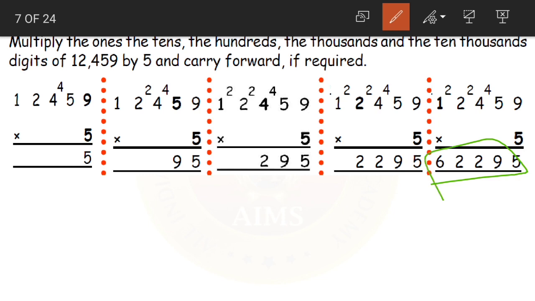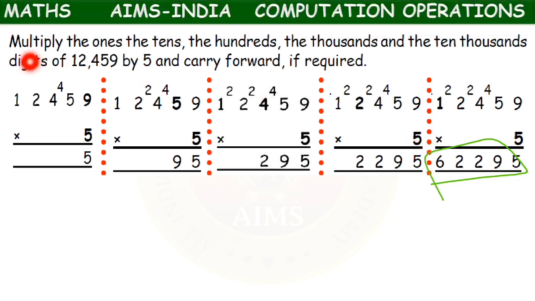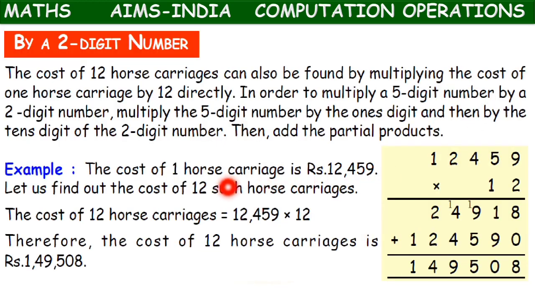62,295. Clear? Yes. First multiply the ones by tens, hundreds, thousands and 10,000s, and carry forward if required. Yes, the digit we have multiplied with ones, tens, hundreds, thousands and 10,000s, and we have carried forward whenever it was required. Now how to multiply a 5-digit number by a 2-digit number?